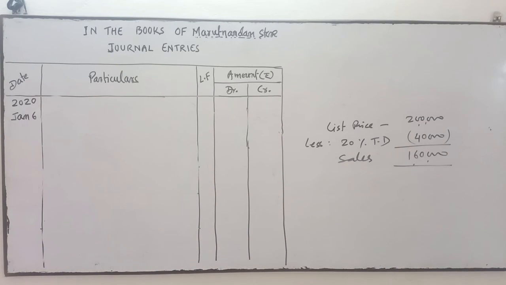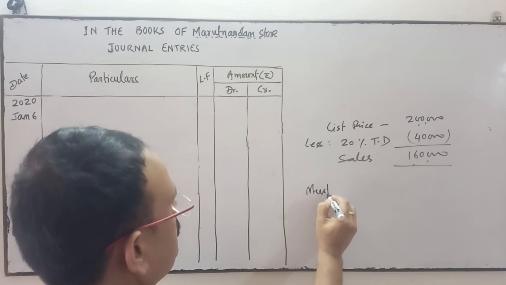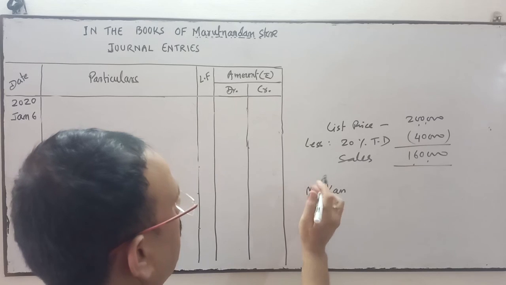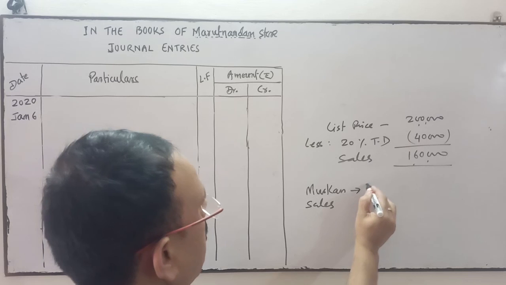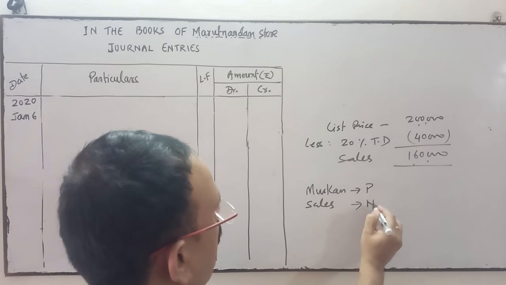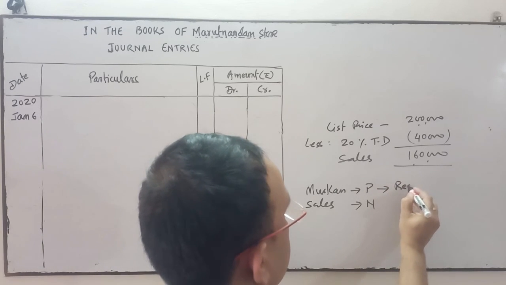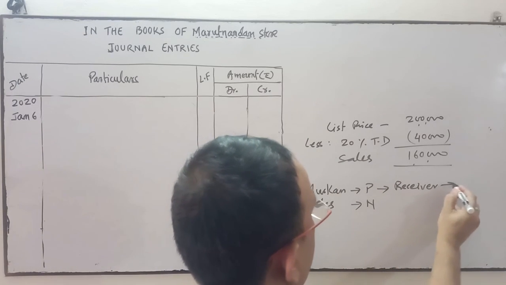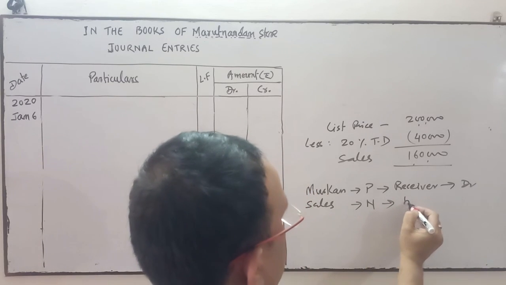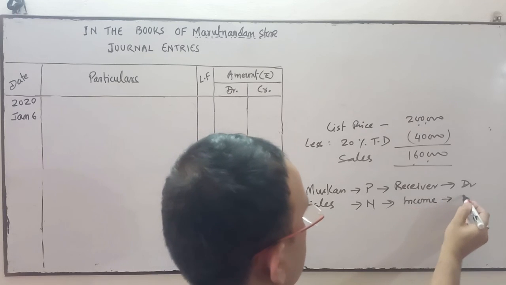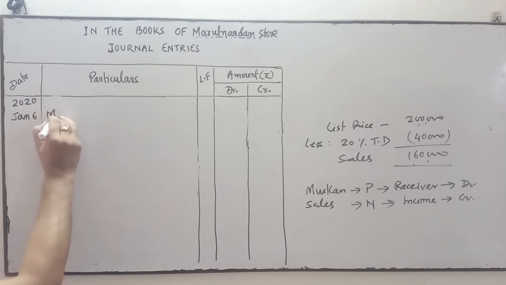So sold goods to Muskan. We'll open the Muskan account and sales account. So Muskan comes under personal, sales comes under nominal account. When we sold goods to Muskan, Muskan is the receiver. So his account will be debited, and nominal account, sales is the income, is our revenue. So this will be credited. All incomes and gains are credited. So here Muskan account will be debited.